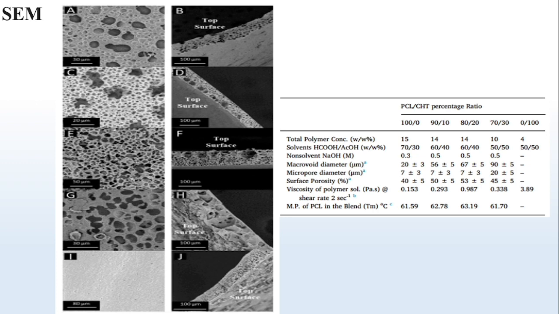Increasing the chitosan weight led to larger microvoids. The microvoids had diameters ranging from 20s to 90s micrometers, while interconnected micropores were around 7 micrometers, except for the PCL chitosan with the ratio 70-30, which has micropore diameters of 20s micrometers. You can observe all the parameters in this table.